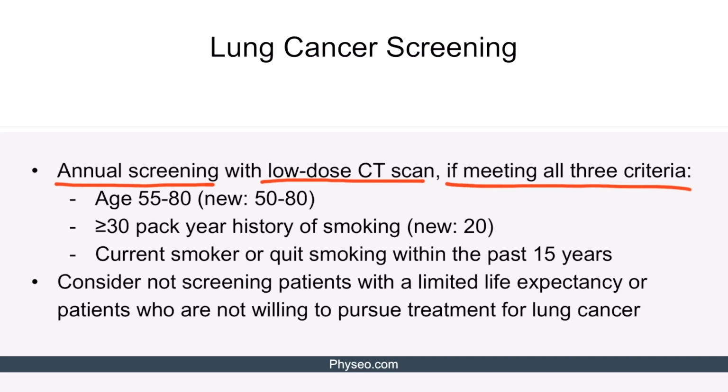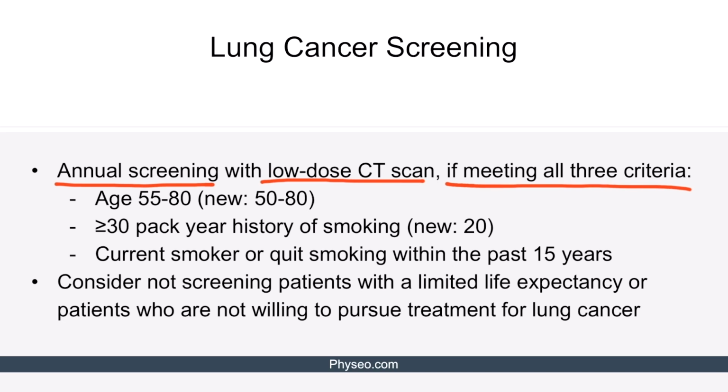Okay, so the old guidelines are as follows. They're age 55 to 80. They have a 30-year pack year history of smoking, or more than that, so 30 or more pack years. And the patient is a current smoker or quit smoking within the past 15 years. So basically, age and some smoking history criteria. Now, most exam questions written on this subject for the next several years will still likely rely on these old guidelines rather than the new ones.